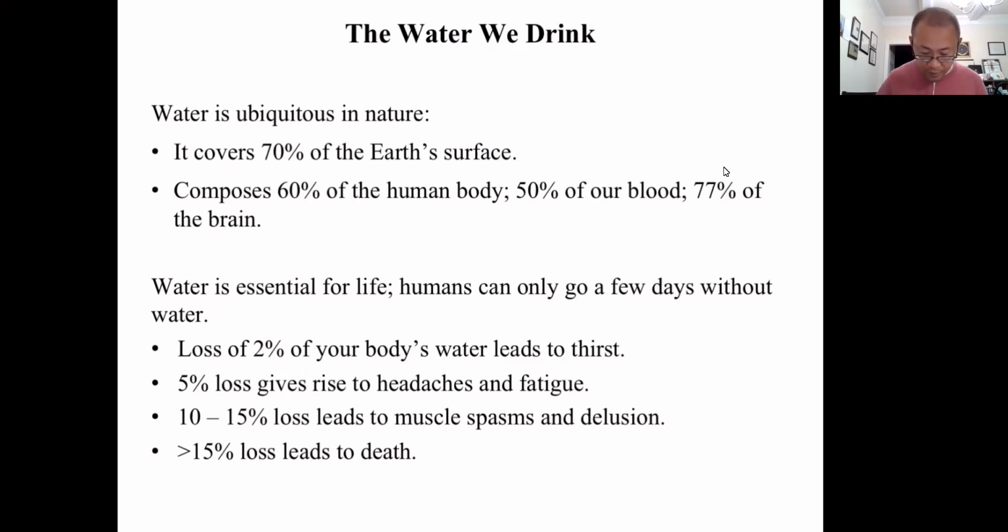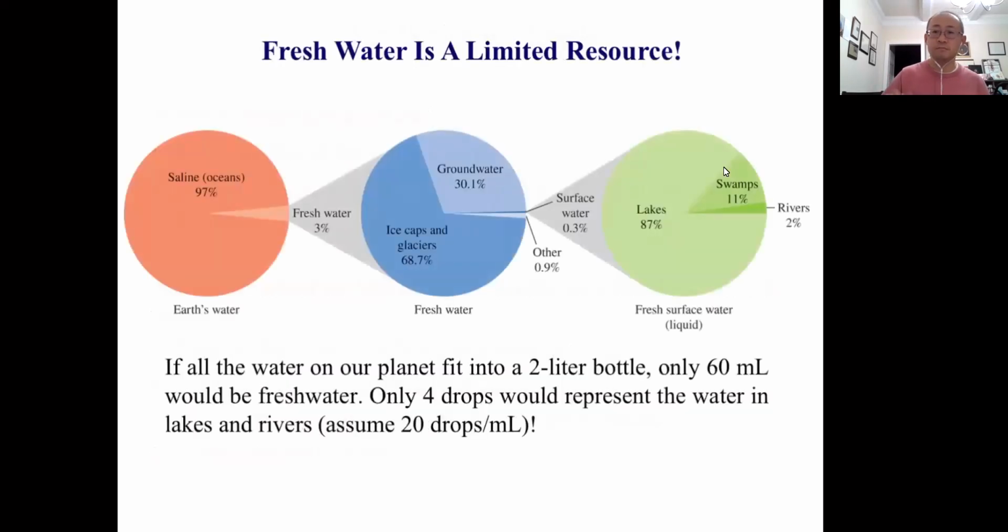Now, however, even though water is important, and even though our planet is covered by water, water is a very limited source. This pie chart shows you the reason.